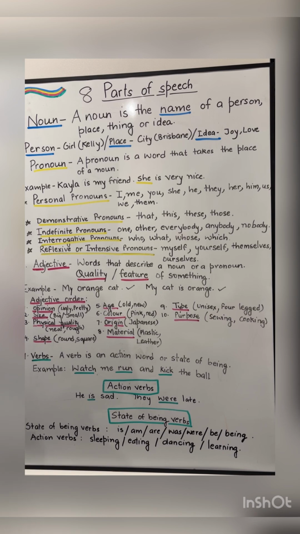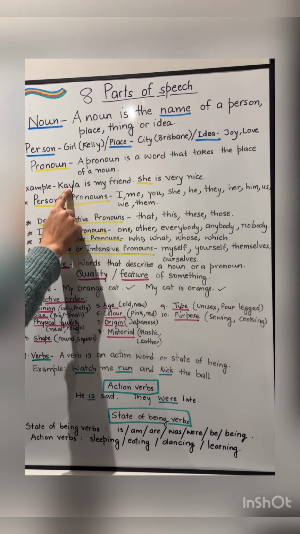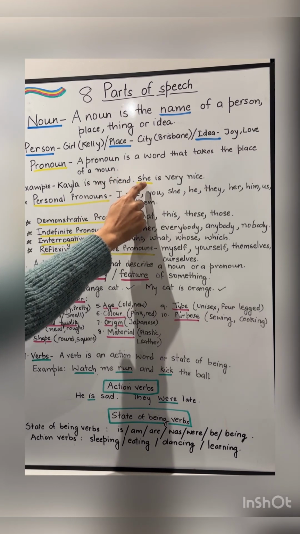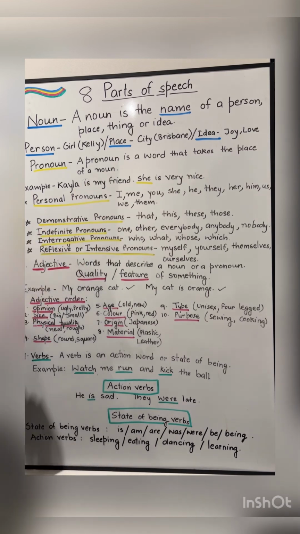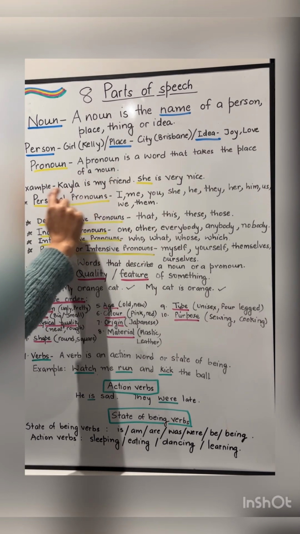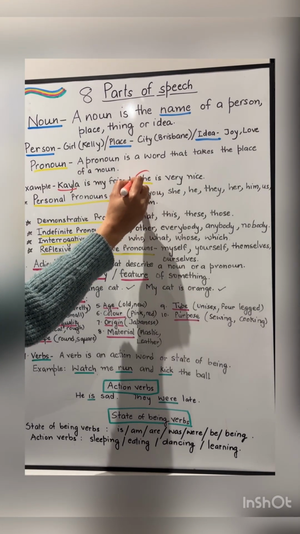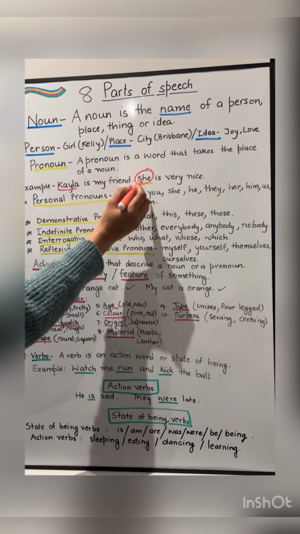William is a great man. He lives in Australia. He works really hard. Or I can use William and then he and then William again. But I don't want to use William again and again to make my speech and writing, of course, more interesting. Kyla is my friend. Now, instead of using Kyla again, I'm going to say she is very nice. I'm not repeating the word Kyla again here. I'm using the word she not to repeat the word Kyla.